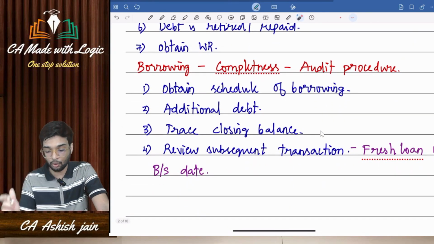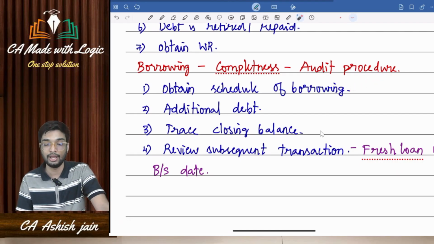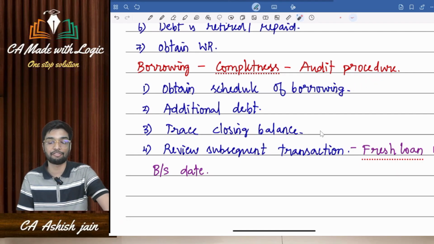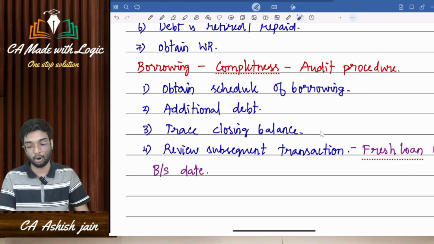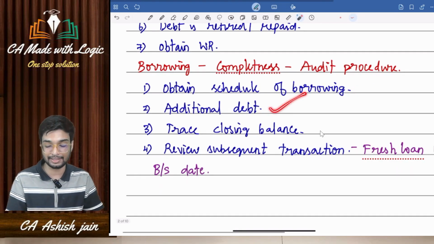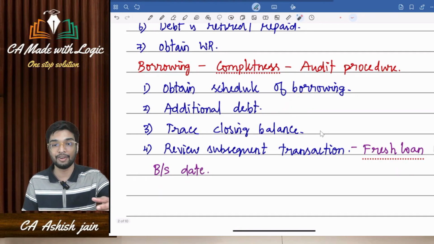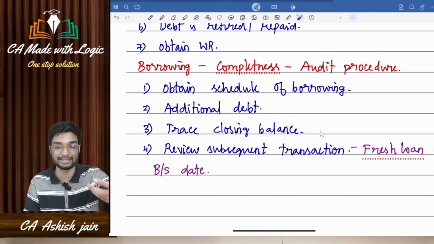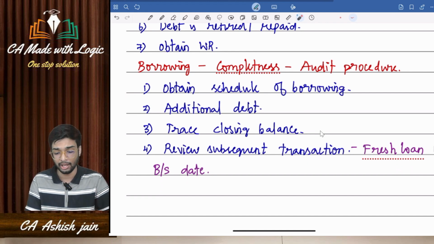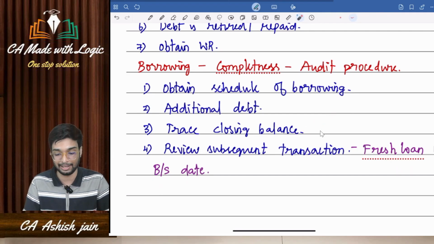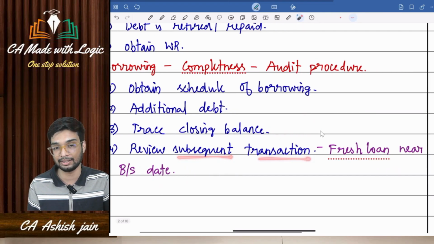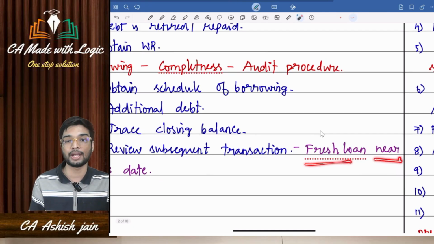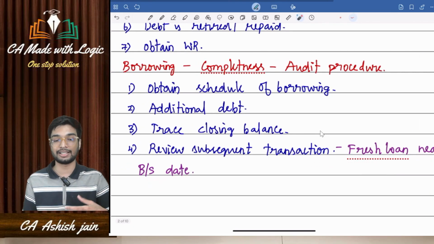One is he will obtain the schedule of borrowings. Through the schedule of borrowings he will verify the opening balances, that is the closing balances of the previous year, whether they have been properly brought forward or not. Then he will see whether any additional borrowing has been obtained by the company during the year. He will trace the closing balances. Then the auditor will review subsequent transactions, that is, whether any fresh loan has been obtained near the balance sheet date.